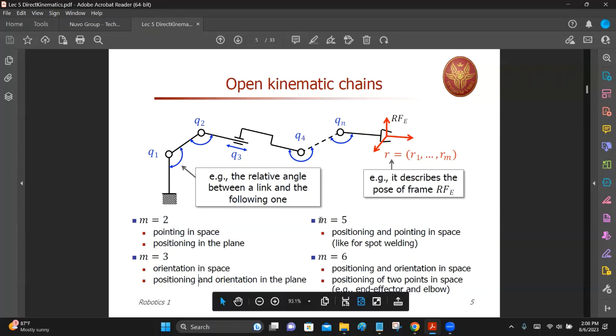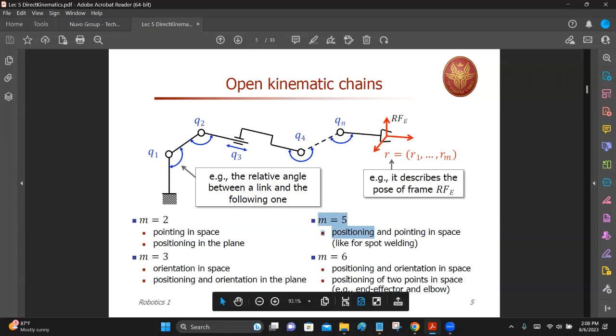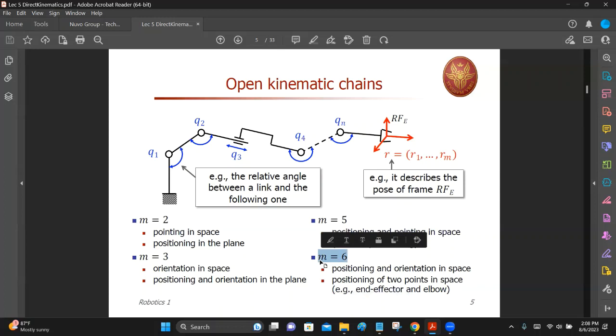Now, if you think of an application like spot welding, for example, positioning and orientation in space, you can increase the dimension to 5. And this is completely arbitrary positioning and orientation, right? Positioning of 2 points in space, end effector and elbow, right? M equals 6. This is completely arbitrary orientation control, position control in space. You need 6 degrees of freedom, right?